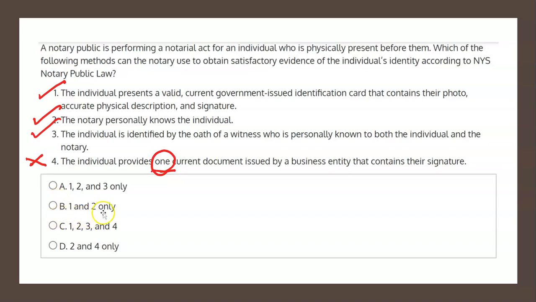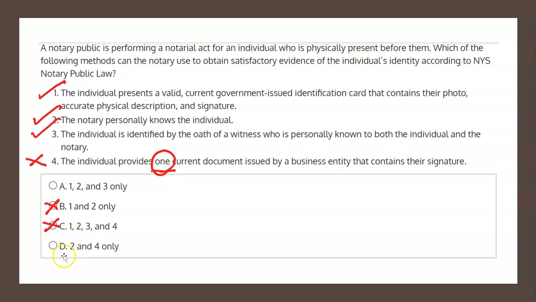Choice B states 1 and 2 only. Well, this is incorrect because method 3 is also satisfactory evidence. Therefore, choice B is not the correct solution. Choice C states 1, 2, 3, and 4. This is incorrect because 4 is not a satisfactory method. Therefore, choice C is not the correct solution either.